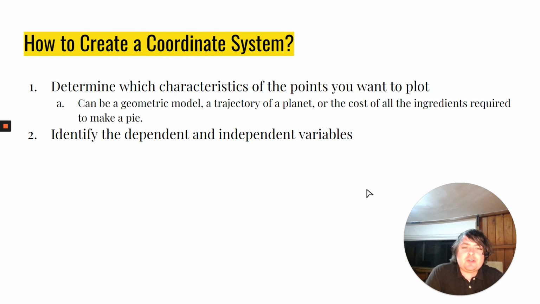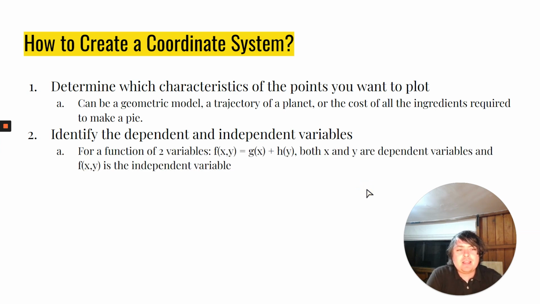So then what you have to do is identify the dependent and the independent variables. And so a lot of times in earlier math courses, we'll learn like x is always the independent variable and y is always the dependent. But as we'll see in physics, for more than one variable, it can be different. So you have to be careful when identifying the dependent and independent variables.